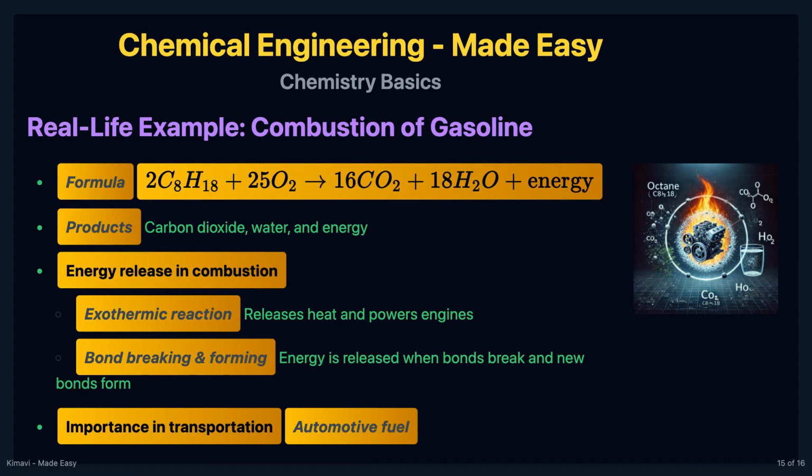The combustion of gasoline in car engines is a chemical reaction that releases energy. The reaction can be represented as 2C8H18 plus 25 O2 yields 16CO2 plus 18H2O plus energy. This reaction involves the breaking and forming of chemical bonds, releasing energy that powers the engine.